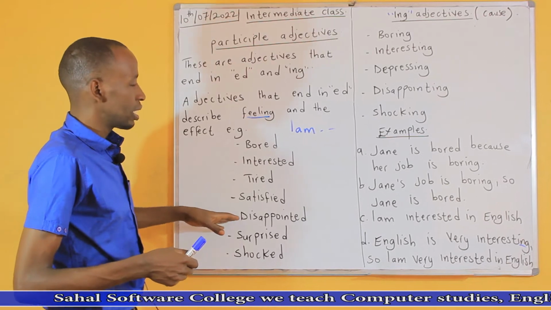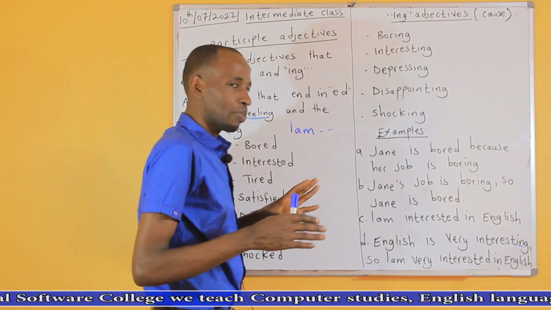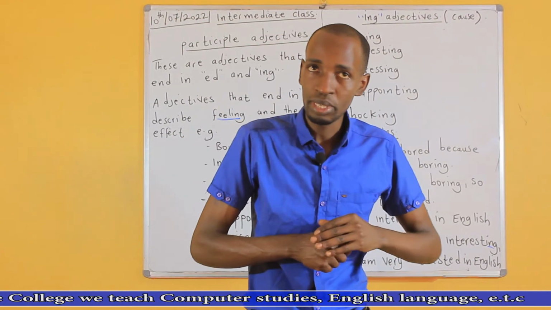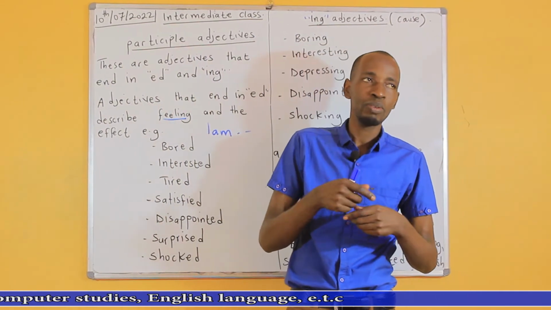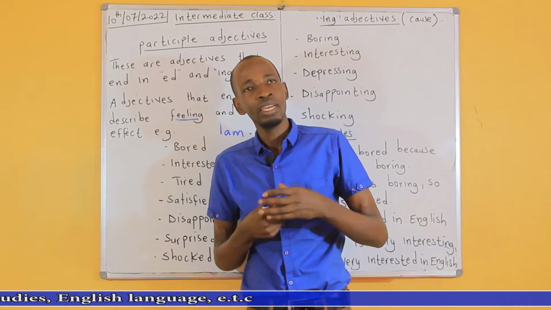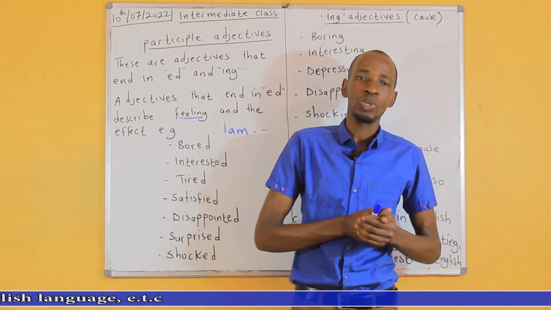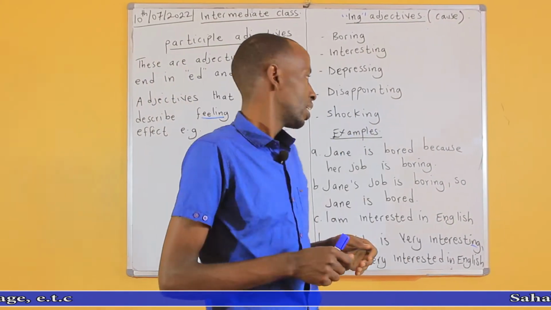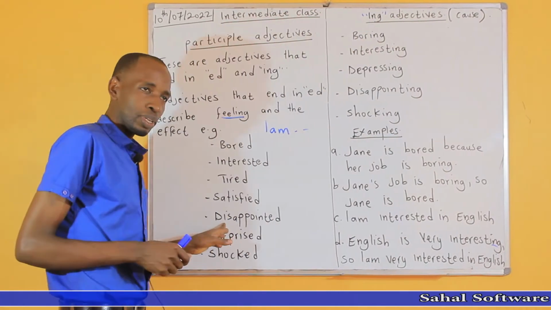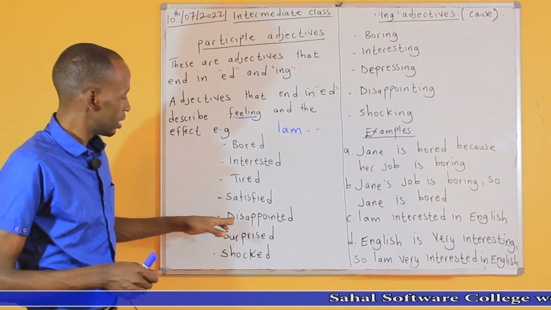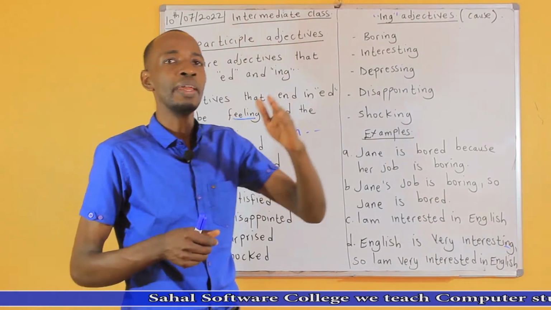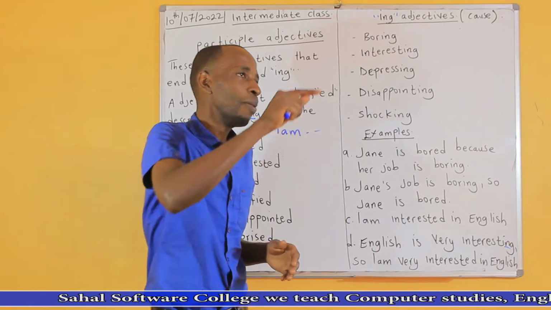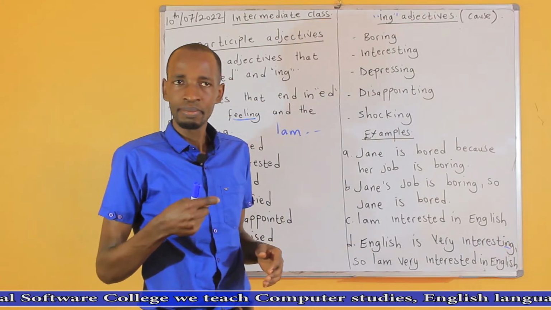If I talk about disappointed, I think, my friends, you know disappointed. Like if you agree with someone, then he changes the program without telling you and does something maybe bad to you. So that one, you can say, I was disappointed yesterday. I was disappointed with him. It means someone disappointed you.